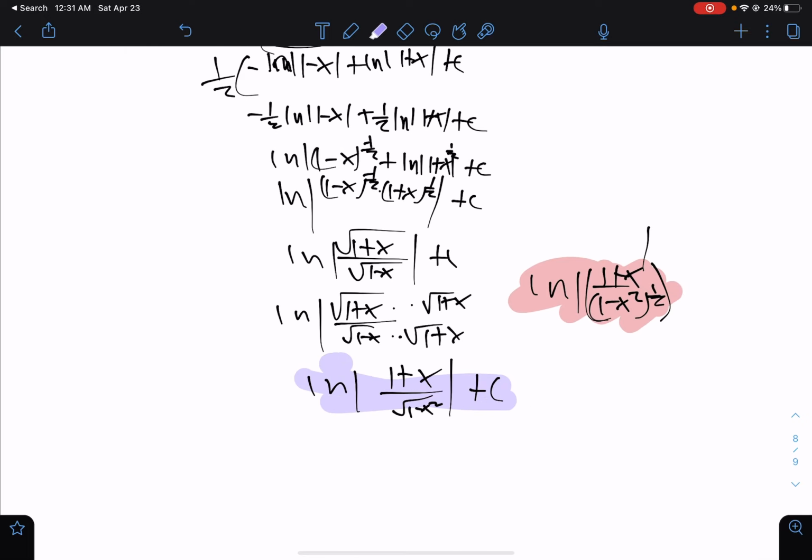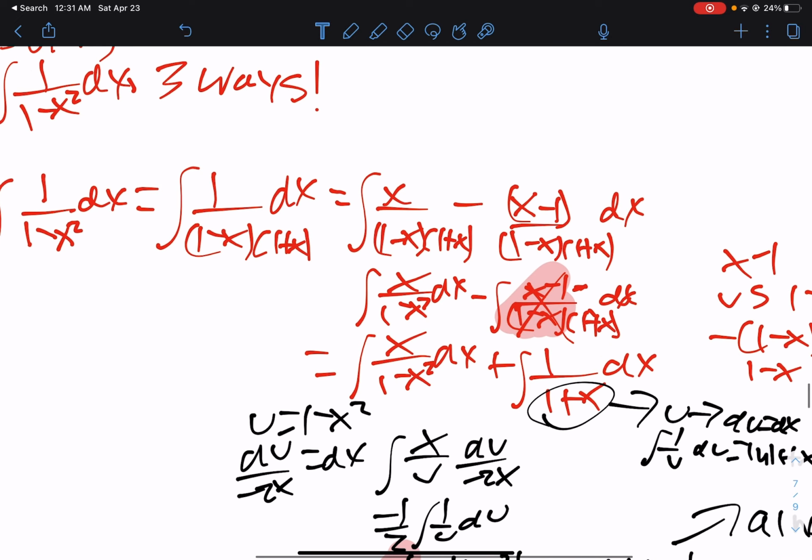So hopefully you guys enjoyed the video. That was 3 ways to solve the integral. And I think why I wanted to make this primarily was because of this method.